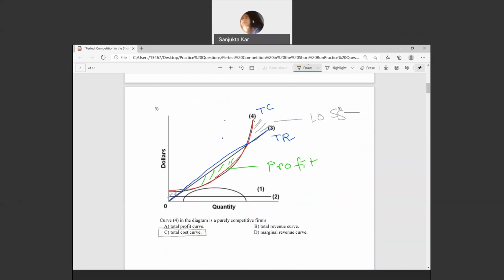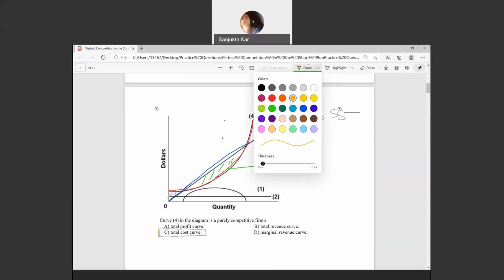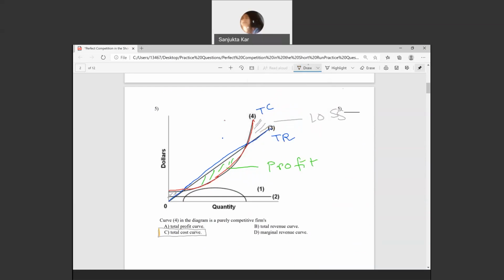Question number 5. The blue line is the total revenue line. The red line is the total cost line. So the answer will be C, the total cost curve. This green part where the total revenue is greater than total cost is the profit. And this part where the total cost is greater than total revenue, this one is the loss.